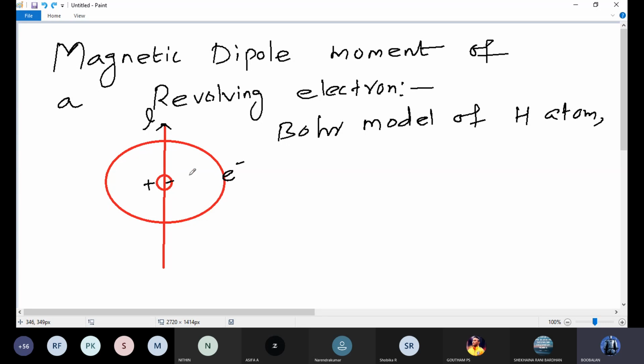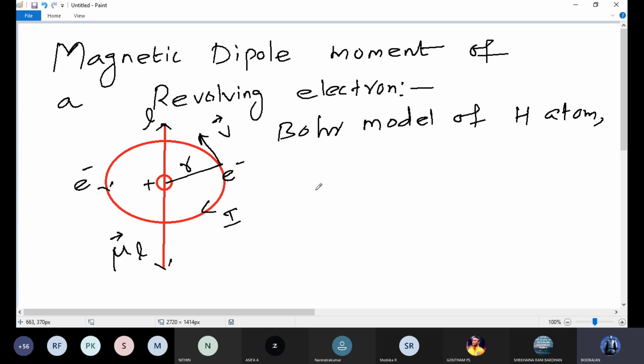From the origin to the electron, that radius is r. This is the direction of velocity, and this is the direction of the electron revolving, e minus, and this is the direction of current, I. So this is the direction of mu L. We'll discuss what mu L is, everything one by one. Now, the current formula.